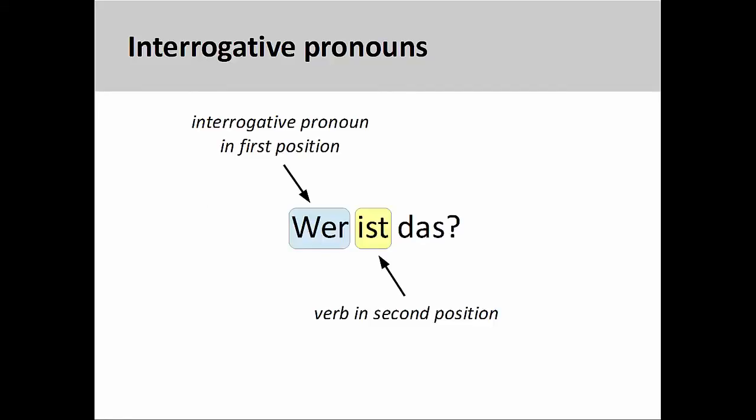In the sentence you see here, wer ist das? Who is that? The interrogative pronoun wer inquires about the identity of a person. You will note that the interrogative pronoun is in the first position, the verb in the second position.